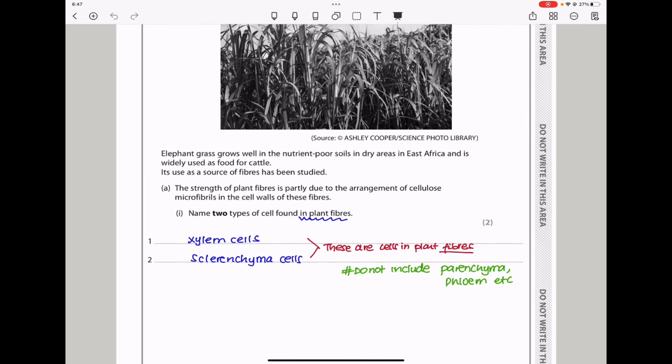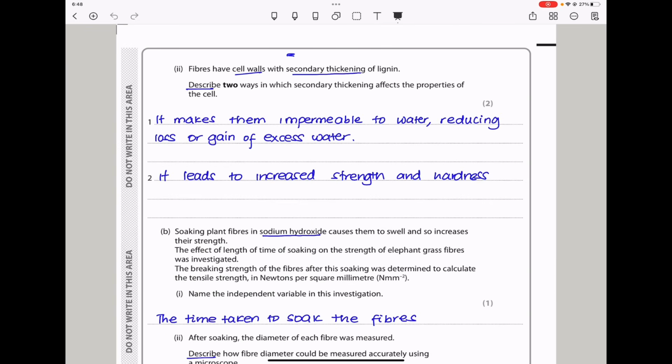Now here, because they talked about plant fibers, these are only xylem cells as well as sclerenchyma cells, so these were the best answers you could write. The other types of cells can be ignored because they are not part of plant fibers. The next question says, fibers have cell walls with secondary thickening of lignin. Describe two ways in which secondary thickening affects the properties of the cell. Secondary thickening makes the cells impermeable to water, and this is going to reduce loss of water or gain of water by the plant, and also increases the strength or hardness of the specific plant.